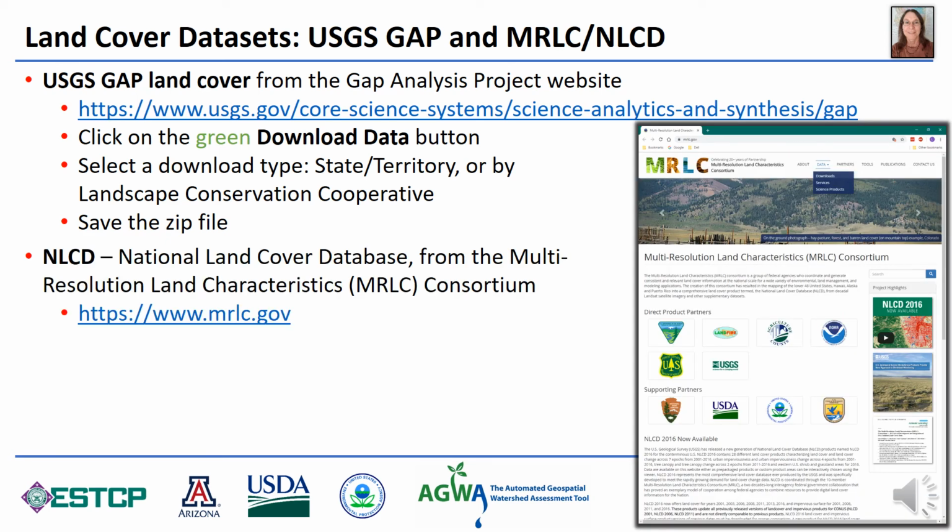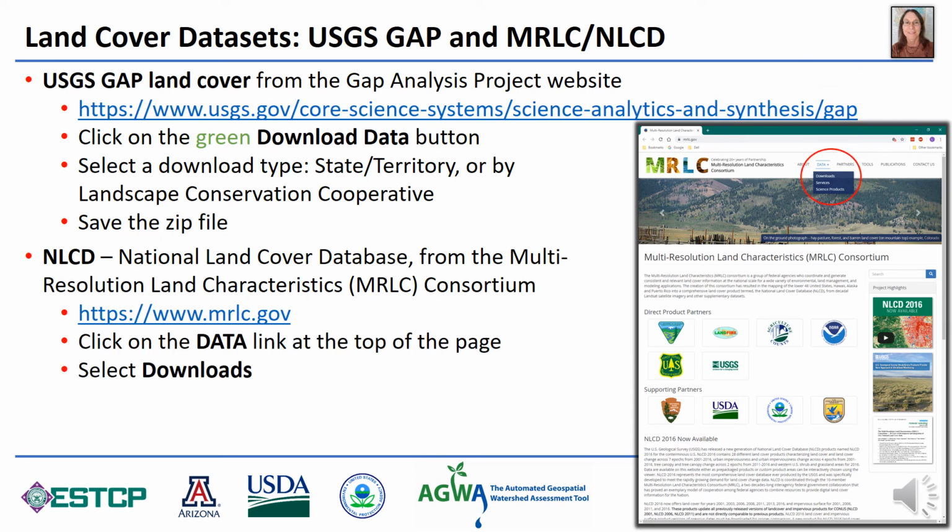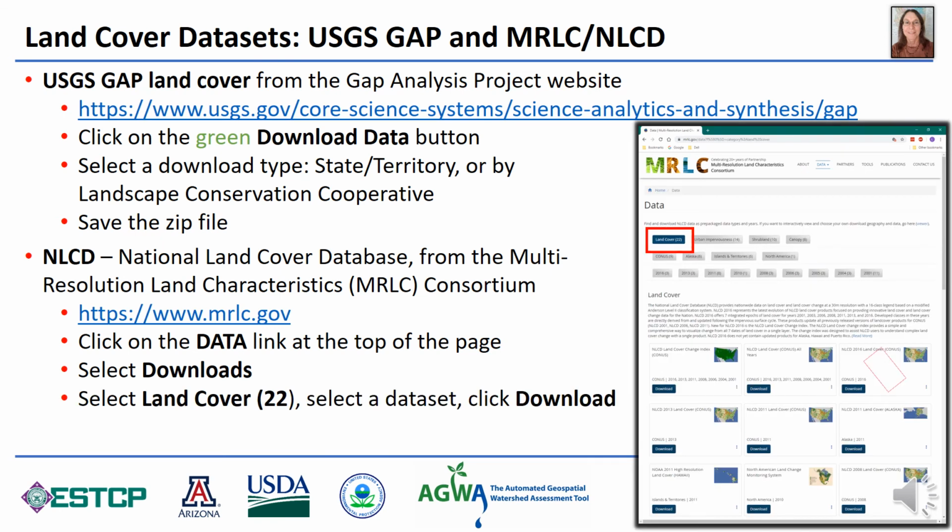Obtain the National Land Cover Database, or NLCD, data from the Multi-Resolution Land Characteristics Consortium, or MRLC, website. Click on the Data drop-down arrow at the top of the page and click on Downloads. In the next page, select Land Cover, then select one of the Land Cover datasets to download a zip file. For example, select the NLCD 2016 Land Cover CONUS dataset to get the most current data. This is the land cover for the contiguous U.S., the lower 48 states.